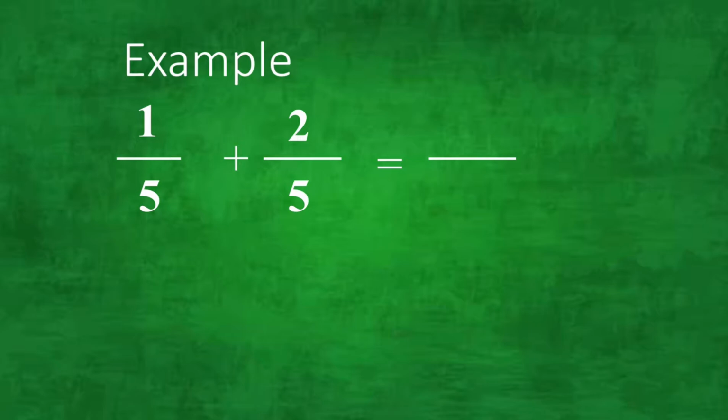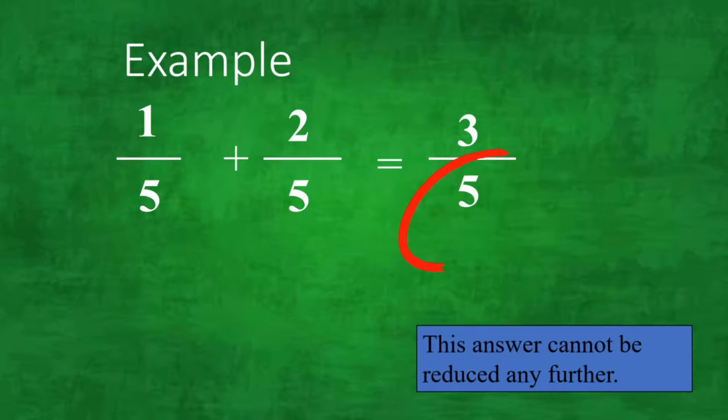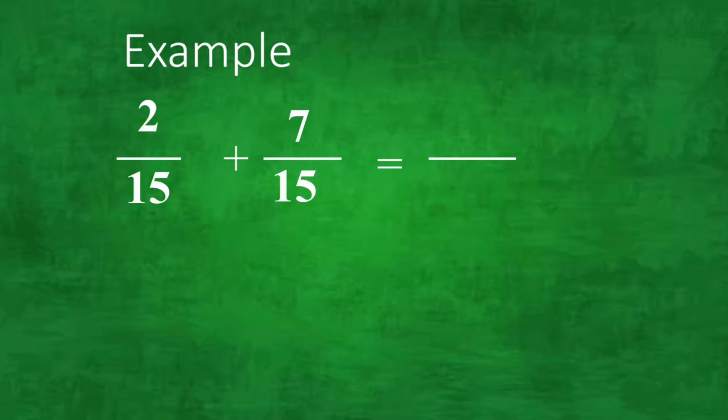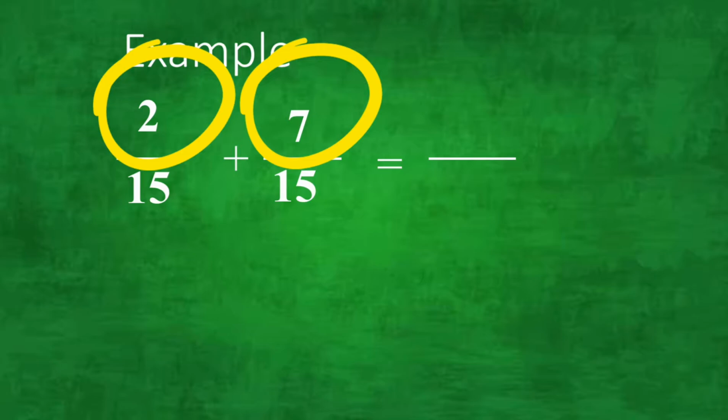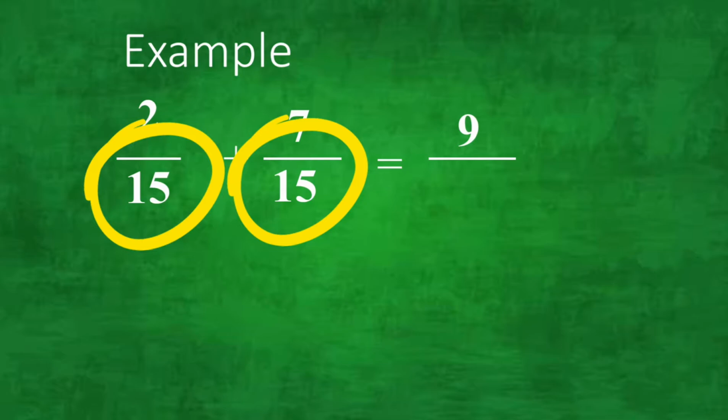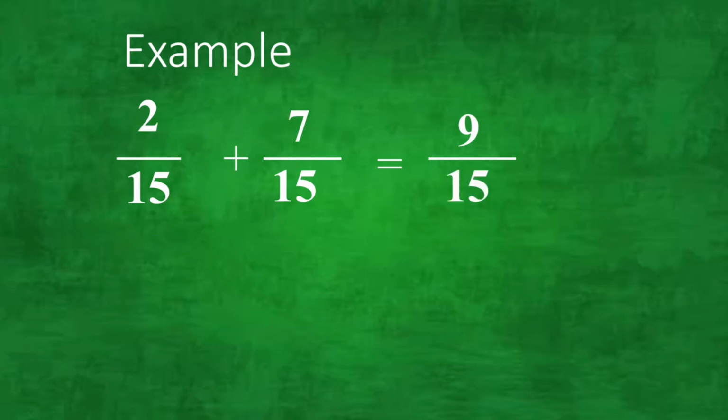Let us have an example. 1/5 plus 2/5. Add the numerators, so 1 plus 2 equals 3. Then copy the common denominators, which is 5. This answer cannot be reduced any further. Let us have another example. 2/15 plus 7/15. Add the numerators. 2 plus 7 is equal to 9. Then copy the common denominator, which is 15. Our answer can still be reduced in lowest term.